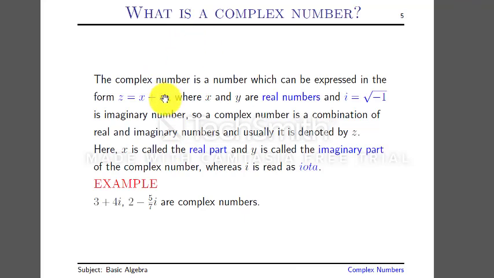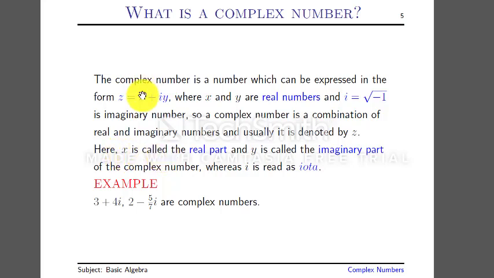Now, what is a complex number? A complex number is a number which can be expressed in the form z is equal to x plus iota y. This is a complex number which is usually labeled by small z. This is the general formulation of a complex number, real number plus imaginary number, where x and y are real numbers and iota, which is equal to under root minus 1, is the imaginary number. So a complex number is a combination of real and imaginary numbers, and usually it is denoted by a small z. In order to write a complex number, there must be a plus sign between x and iota y.